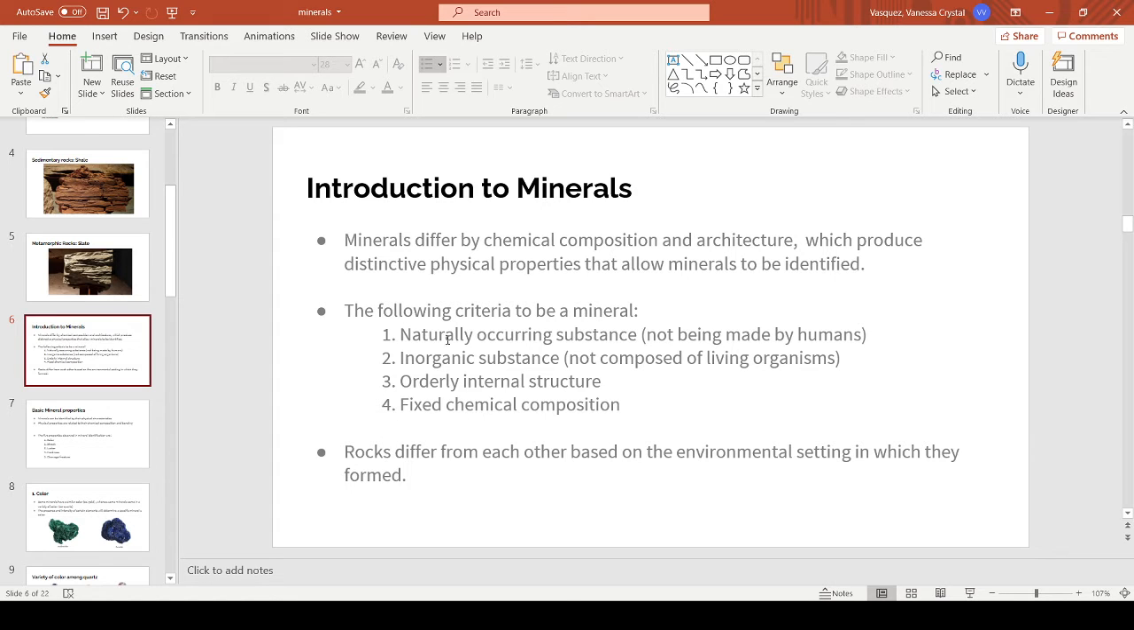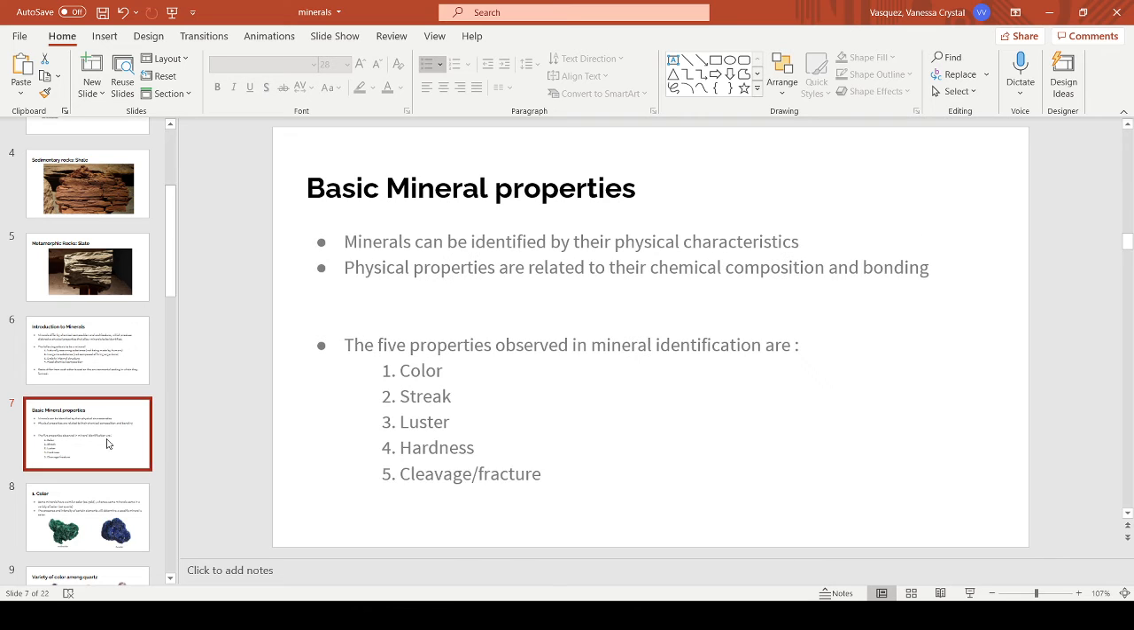So this is the criteria needed, and fun fact, ice is considered a mineral because it checks all of these boxes. And also, rocks differ from each other based on the environmental setting in which they formed. As we learned from the rock cycle, they form either below Earth's surface or above Earth's surface based on different processes.